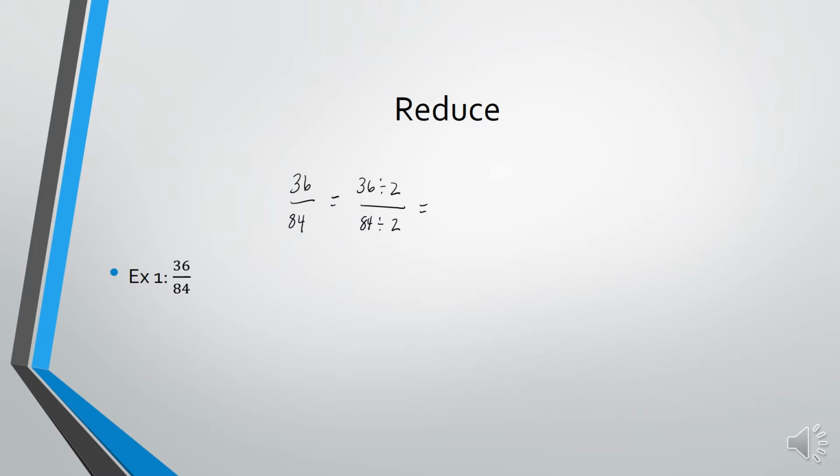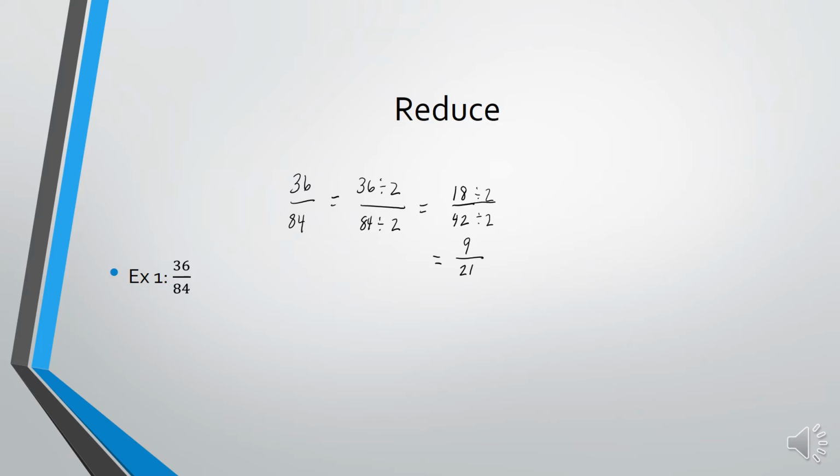And this isn't the only number. I'm just thinking of a number that goes into both. So 36 divided by 2, that gives me 18. 84 divided by 2, that gives me 42. So I've reduced this fraction down to 18 over 42. But there's still more numbers that go into both of them. So I'll do the same thing again. 2 goes into both, so I'll divide both by 2. Well, 18 divided by 2 is 9. 42 divided by 2 is 21. So we have another fraction, 9 over 21.